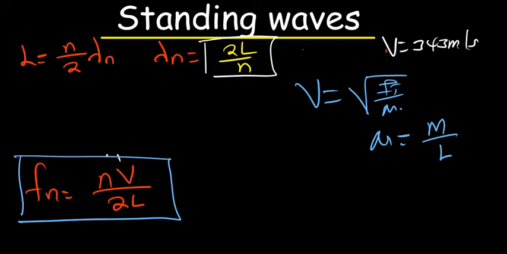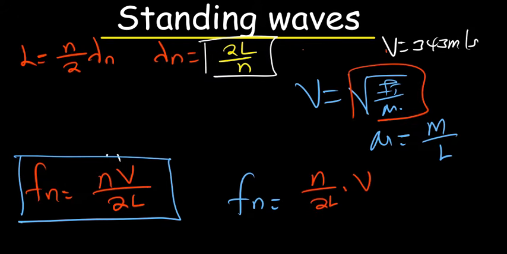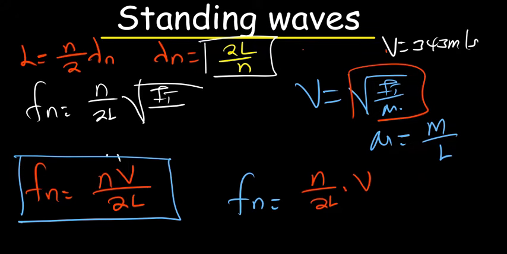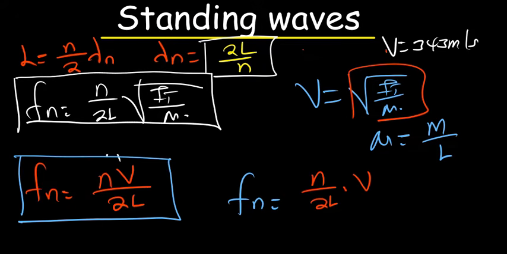Meaning that I can also say that Fn, which is the fundamental frequency, is n divided by 2l times v. So I can replace v with this. Therefore, there is also this formula which you need to be familiar with: n divided by 2l times the square root of the tension force divided by the mu value. This formula is also very important. So n can be anything. n can be 1, n can be 2, 3.